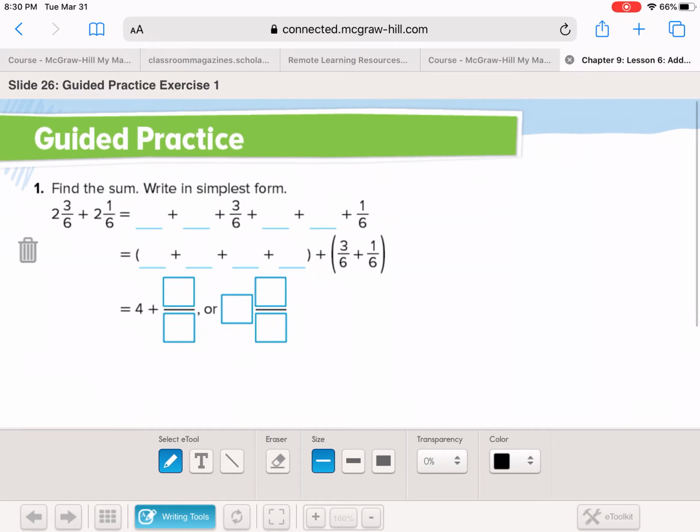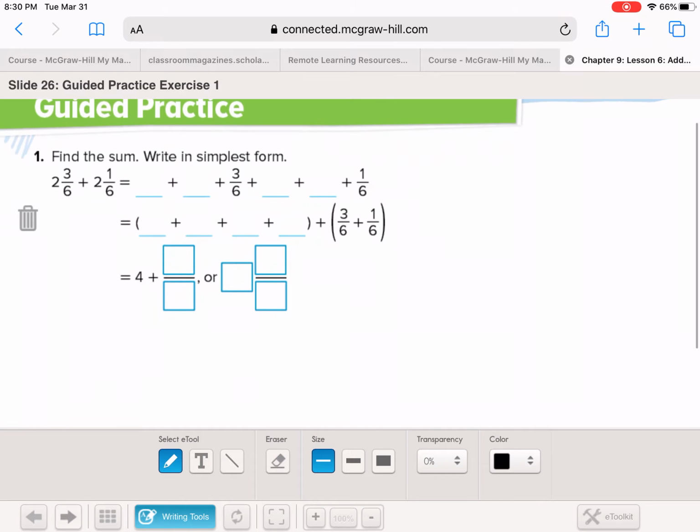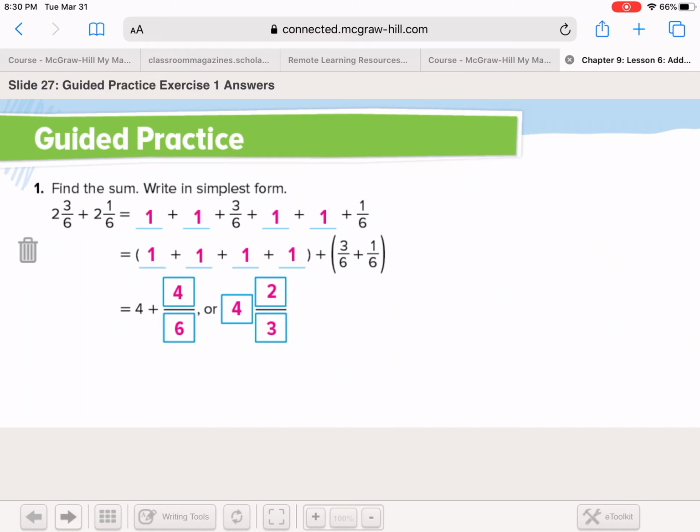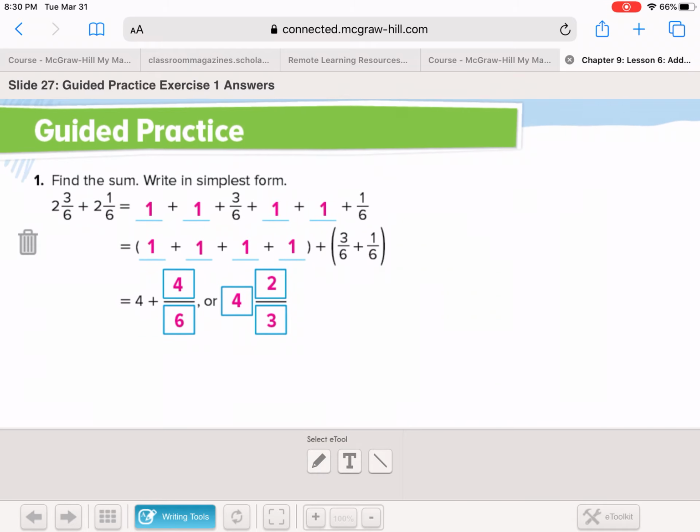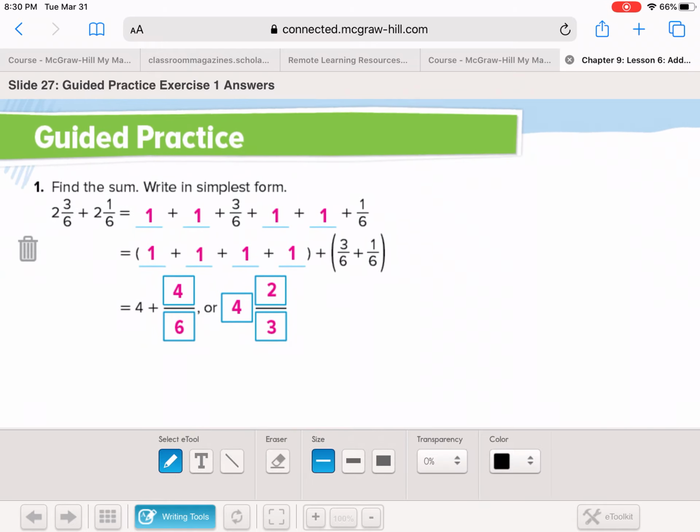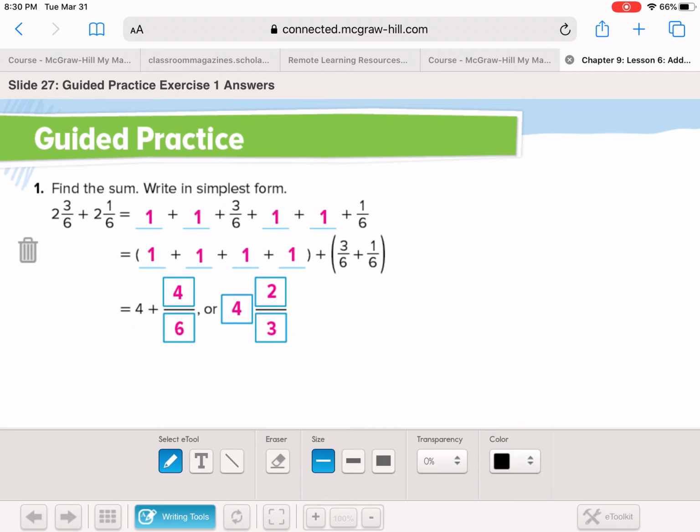We figured out this isn't writing, right? Okay. 4 and 2/3. No, okay. 4 and 2/3.